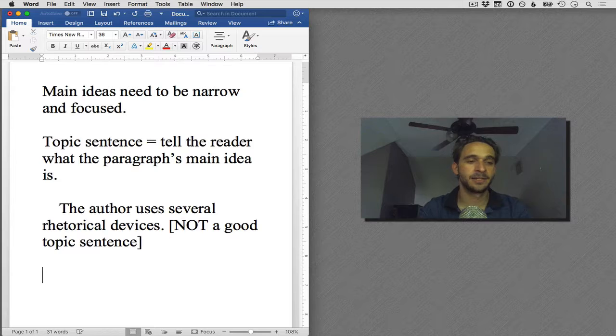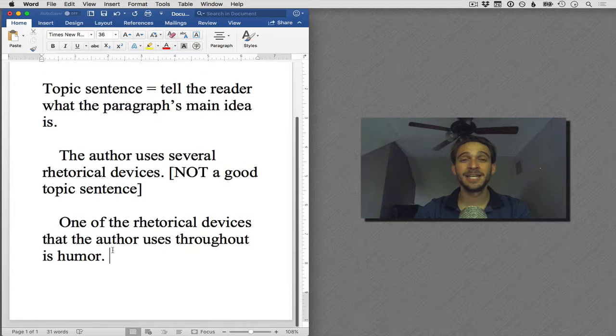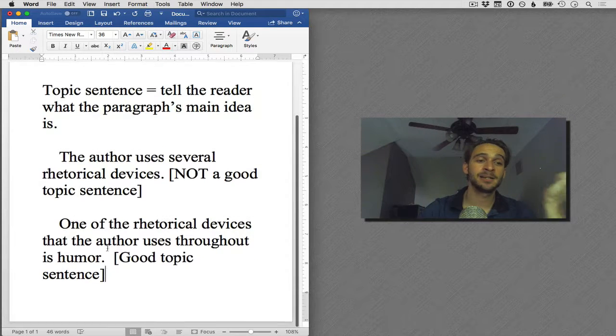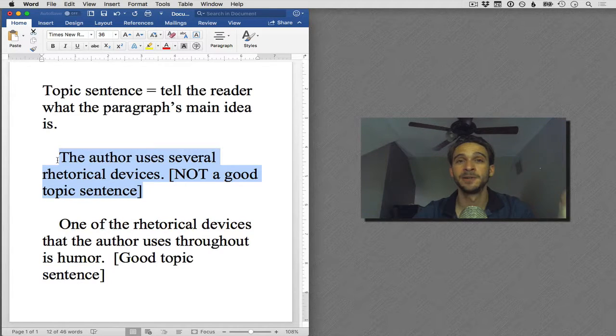On the other hand, if you said one of the rhetorical devices that the author uses throughout is humor. This is a good topic sentence because it is focused and specific, and it tells the reader that in this paragraph, you're just going to talk about one thing, which is how the author uses humor. Okay? And you can bring in a quote of how they use humor. You can bring in 4 quotes about 4 different rhetorical devices in one paragraph.